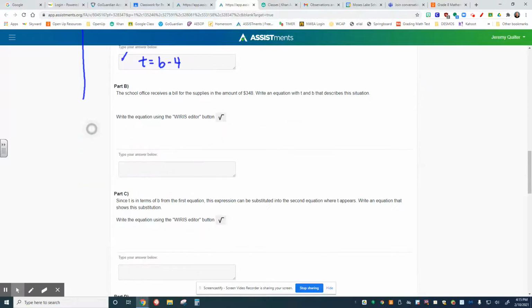Part B, the school office just got a bill for the supplies in the amount of $348. So now it's our job to write an equation with T and B that describes the situation. Well, the most important thing to think about is this.